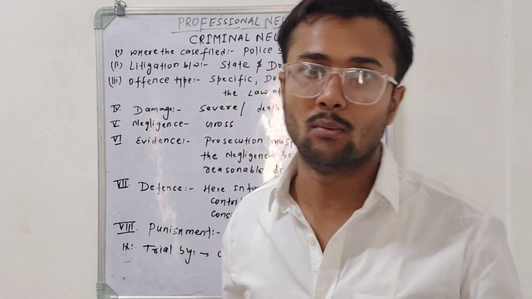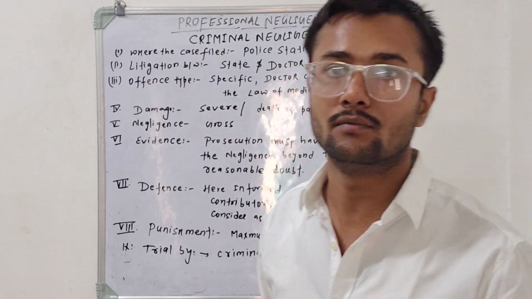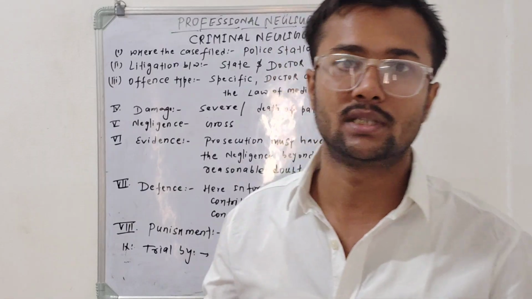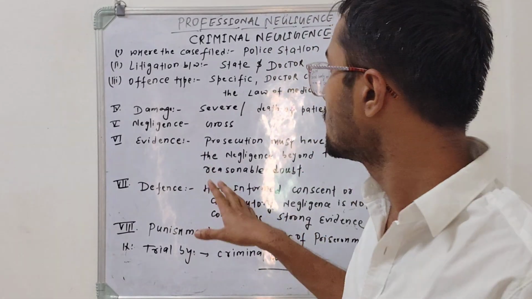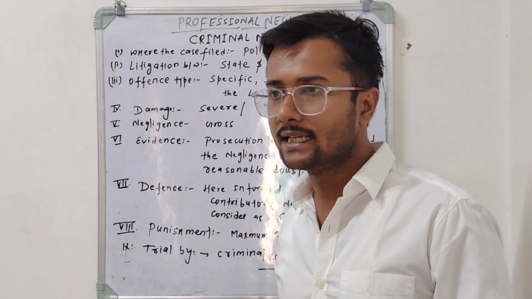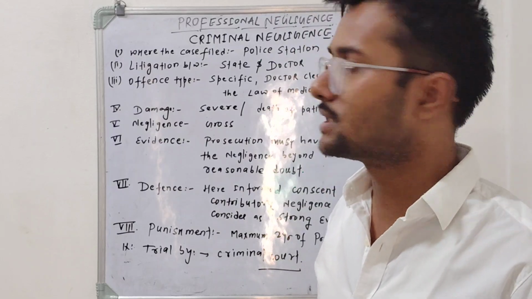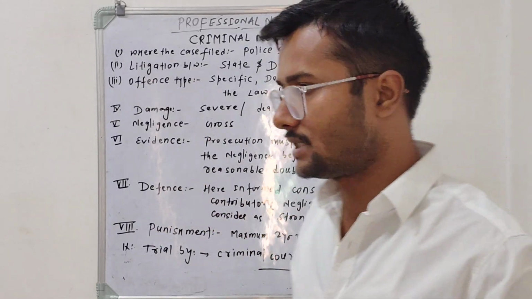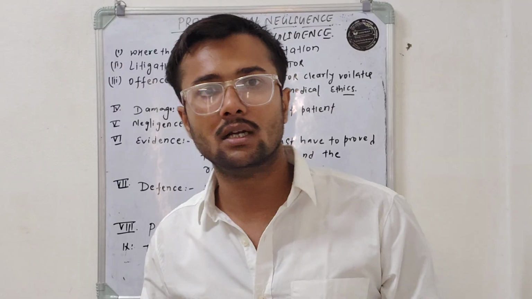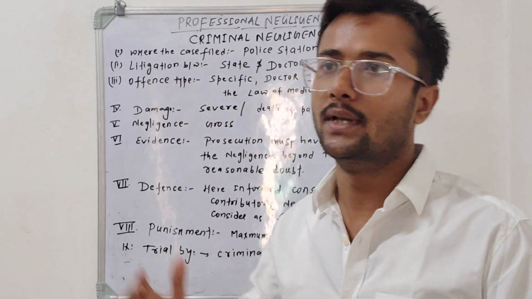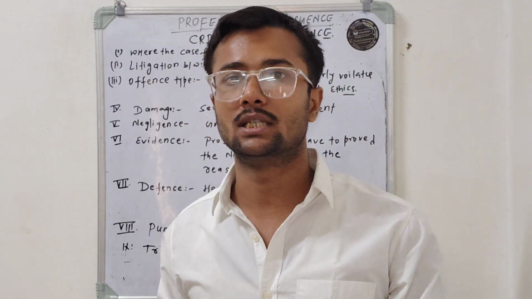Now after offense type we go to the damage. Obviously there is gross damage, because removal of an organ or death of a person, what is more severe than that? So the damage is of a very severe type. Negligence means obviously gross negligence. Next is evidence.